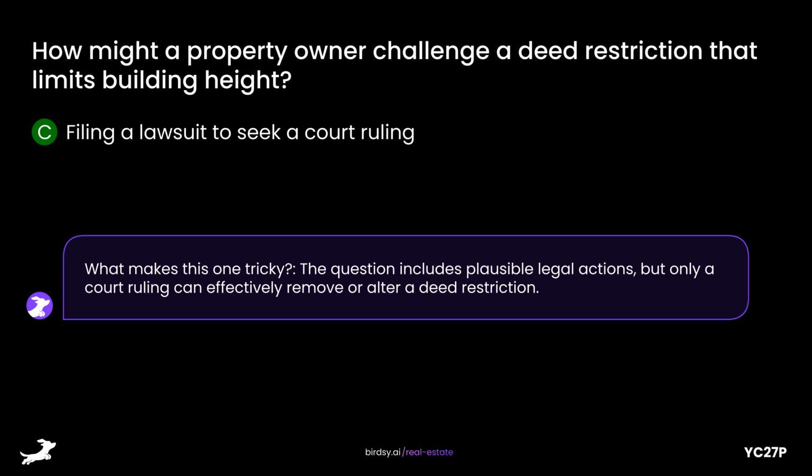The question includes plausible legal actions, but only a court ruling can effectively remove or alter a deed restriction.